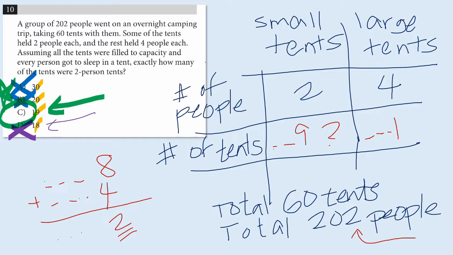Now, of course, I can do the actual mathematics and put 19 in for the small number of tenths, find the large number of tenths, and compute the total number of people to see that I actually get 202 as well.